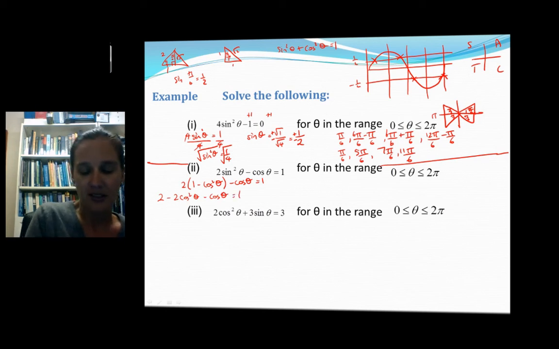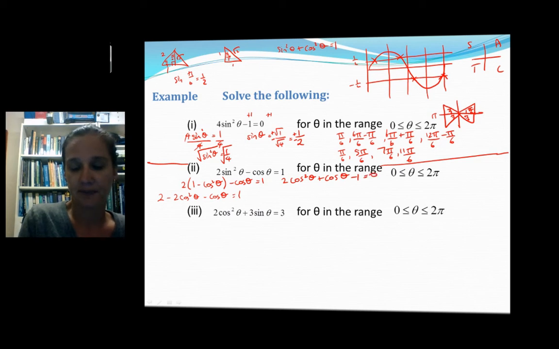We rearrange to the other side. We're going to get 2 cosine squared theta plus cosine of theta minus 1 is equal to 0. So now we have an equation we can work with.